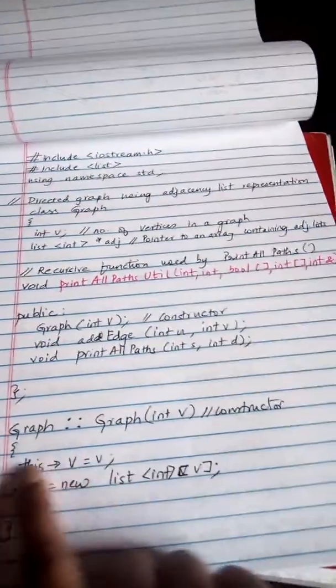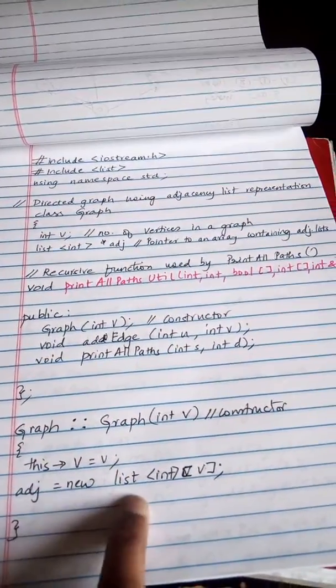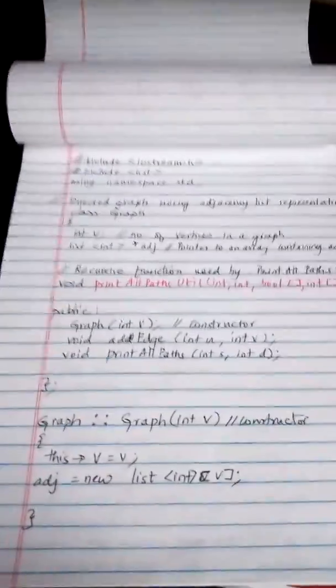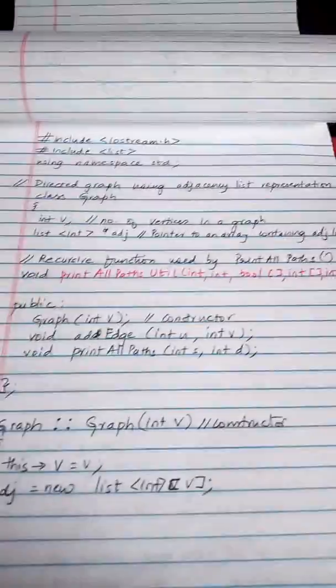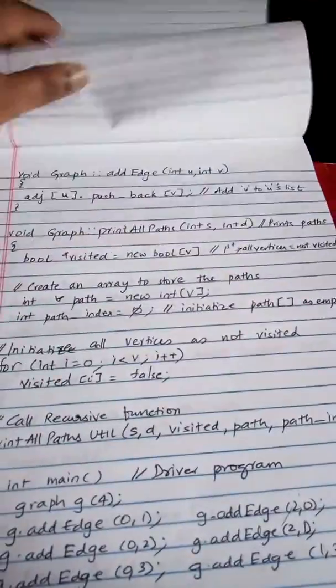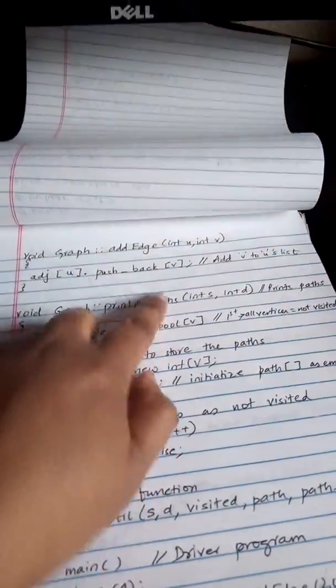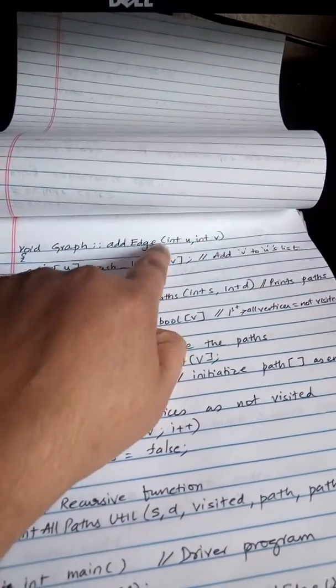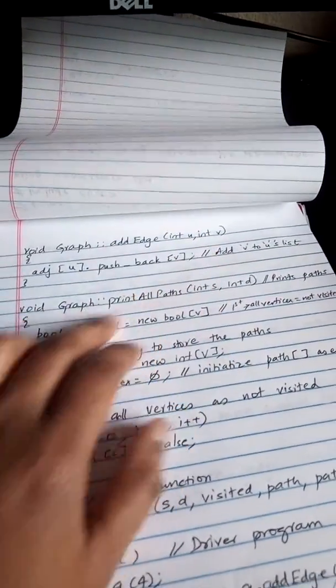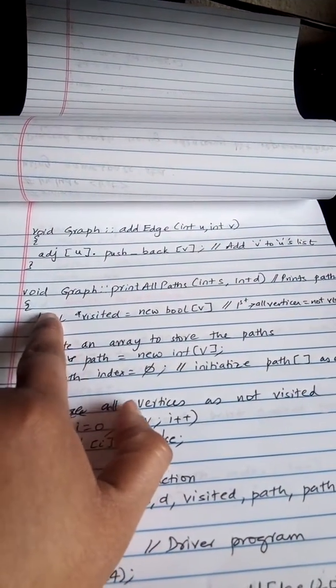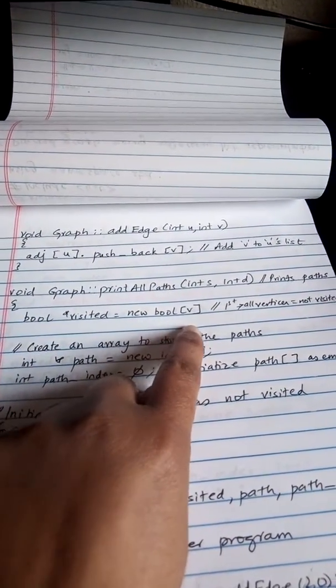This is the first one, the constructor. We are going to have a new list for v, where v would be the number of vertices. Second one is addEdge. For example, if you're going to give 2, 0, we are going to add the edges over here. And then we're going to print the paths.